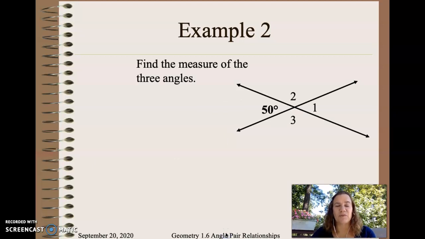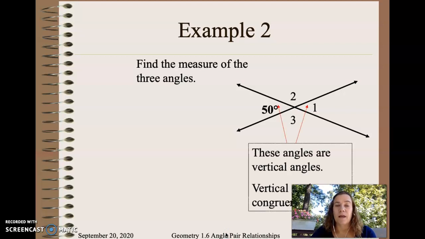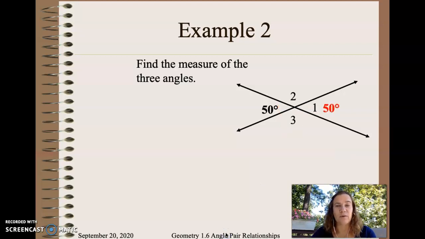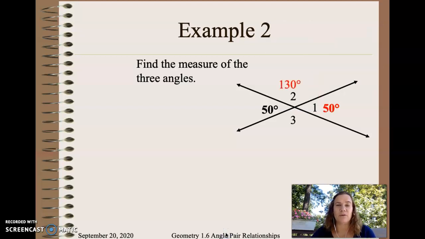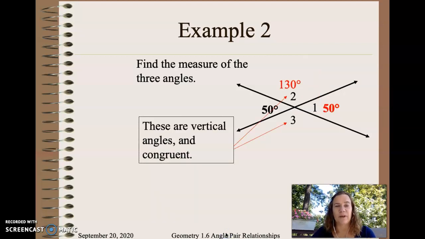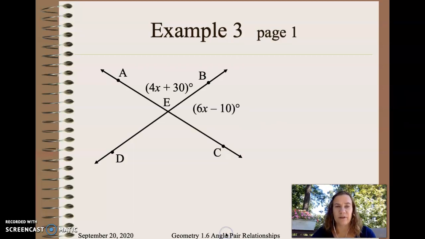Find the measures of the three angles. Angle 1 and the 150 are vertical angles. We know vertical angles are congruent, so we know angle 1 is 150. Angle 1 and angle 2 are a linear pair. We know the sum of a linear pair is 180, so angle 2 is 130. Angle 2 and angle 3 are vertical angles, and thus congruent, so angle 3 is 130.